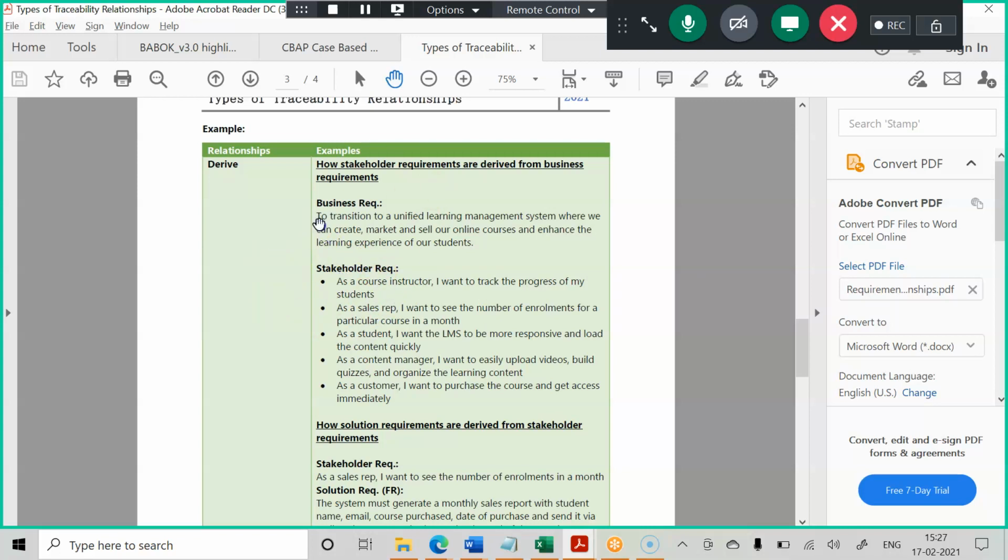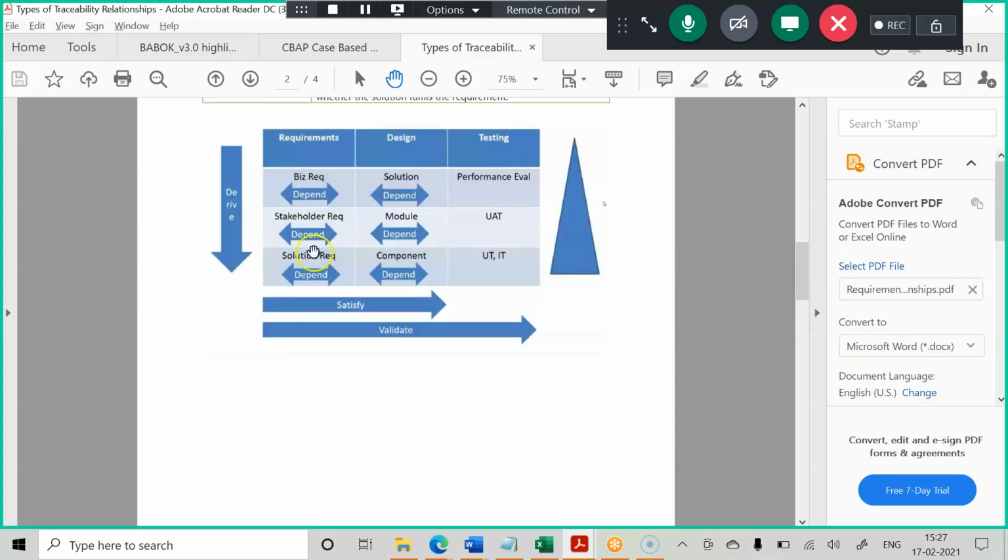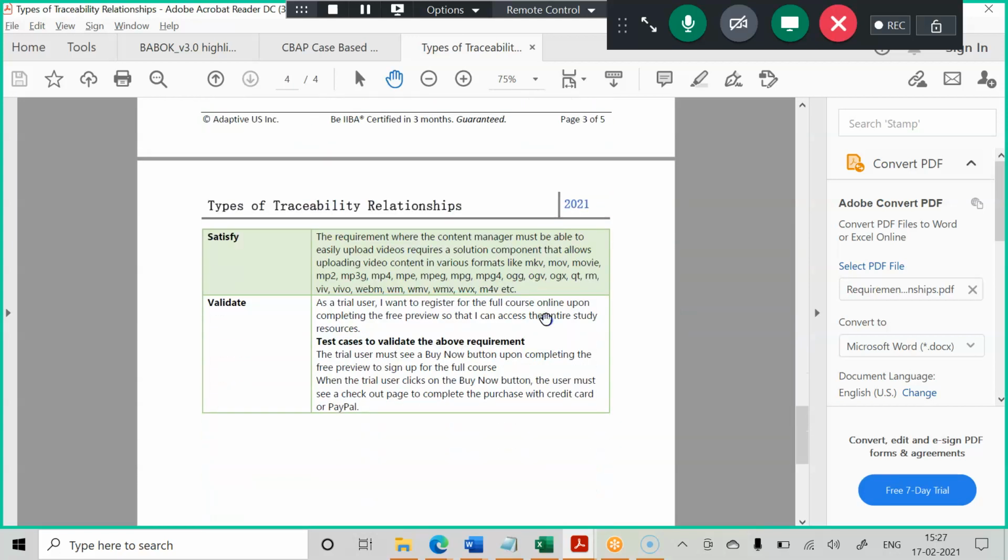So this kind of a relation is called a Derive relation. You have a business requirement, a stakeholder requirement, and a solution requirement. You're gradually drilling down, so that is a Derive kind of relationship. Now you have designed something, and then you're looking at testing. So when you move from the requirements towards the testing, that is like validating. You have a requirement, you have developed something out of it, and you're looking at testing that out. So when you move in this direction, it is a validate type of relationship. You can see an example here.